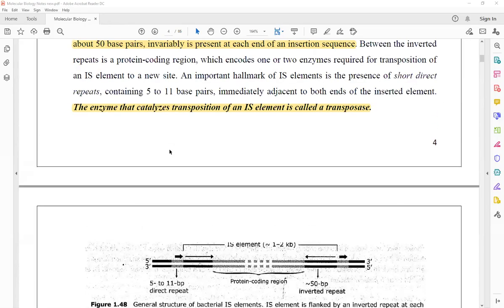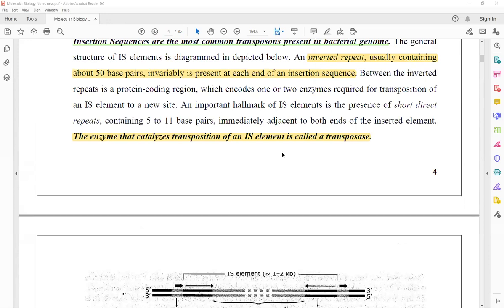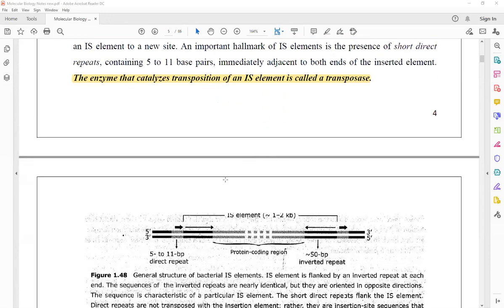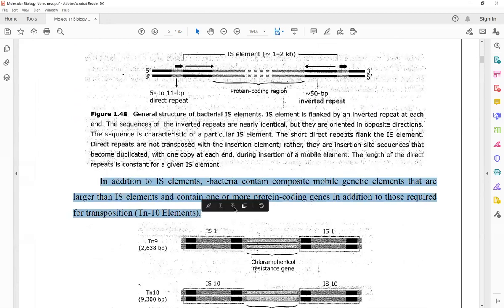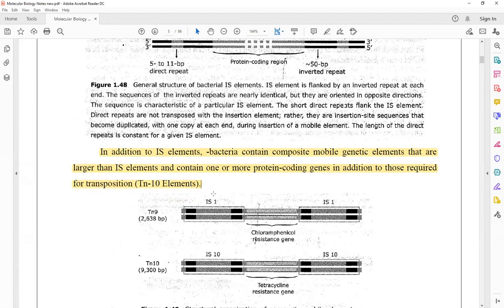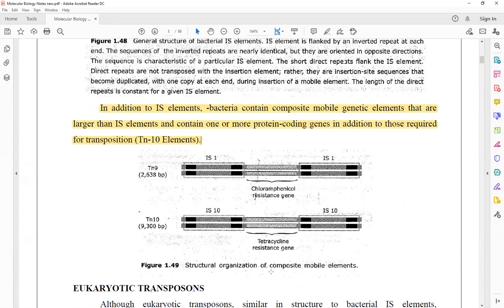Now, moving back to the Pathfinder, what we were discussing was molecular biology notes. Here we were talking about the IS element. These are referred to as the simple transposable elements. In addition to IS elements, bacteria may sometimes contain composite mobile genetic elements. These composite mobile genetic elements are also referred to as complex transposable elements or complex mobile genetic elements.